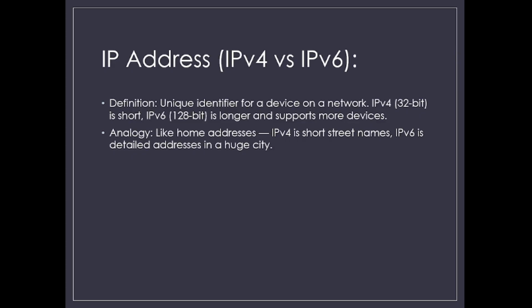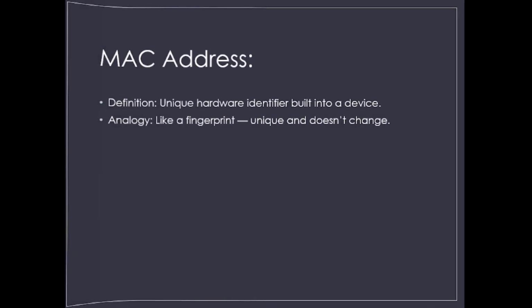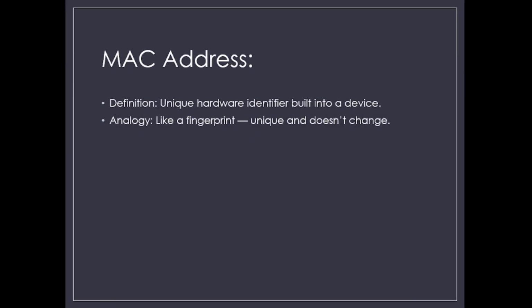Just think of an IP address like a home address. IPv4 is a short street name and IPv6 is a detailed address in a huge city. For example, a person has to visit a relative's house in a big city and doesn't know the exact house number. He only knows the residential colony name or street name. So this is IPv4, and the person who knows the house number and every detail, that is IPv6, which helps him find the home.